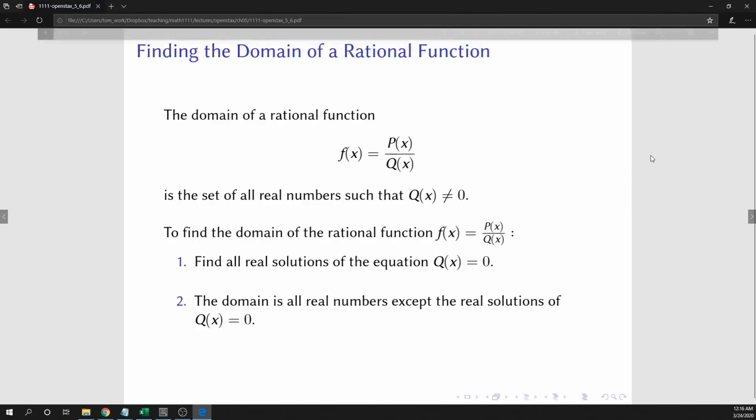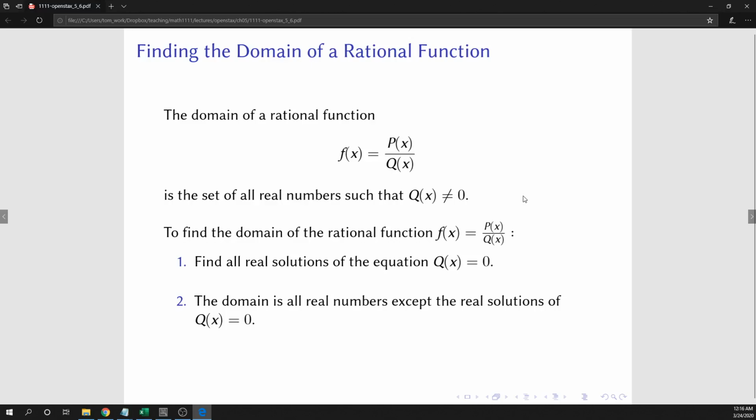The very first thing that we need to do is to find the domain of a rational function. Since rational functions are divisions of two functions, naturally there is going to be the division by zero problem. And so the domain of a rational function is going to be the set of all real numbers such that the bottom polynomial is not equal to zero.